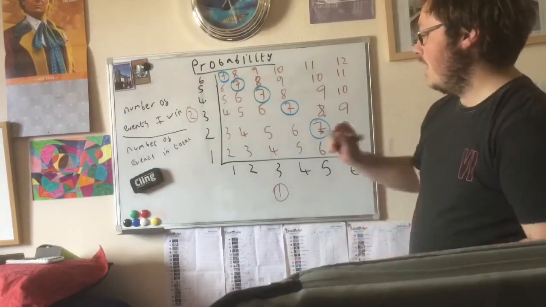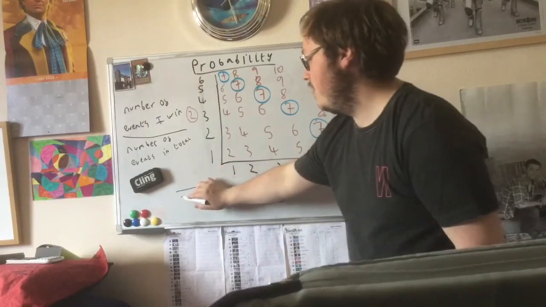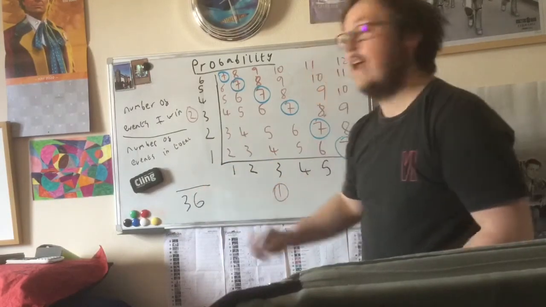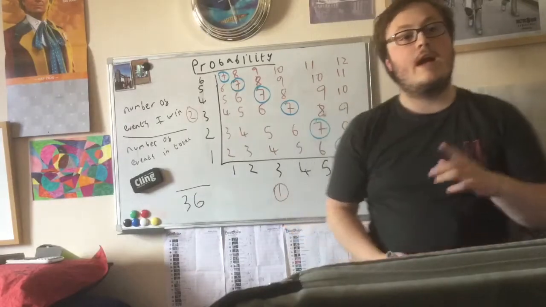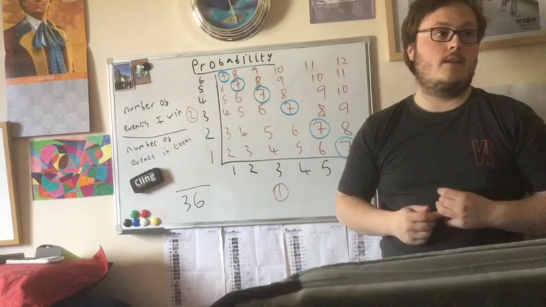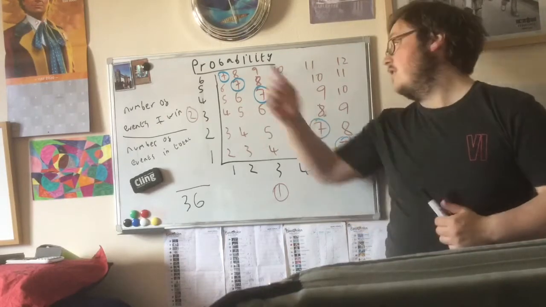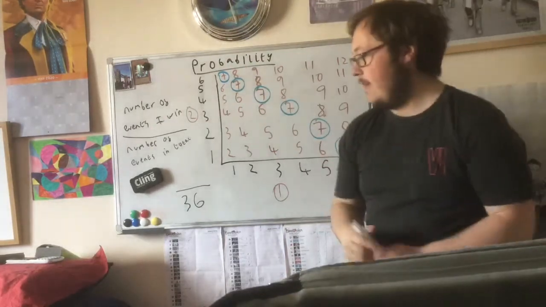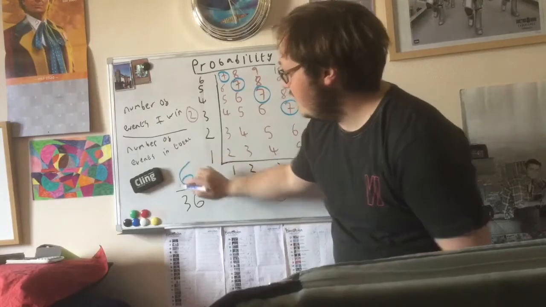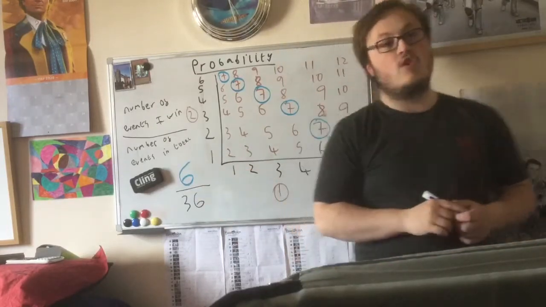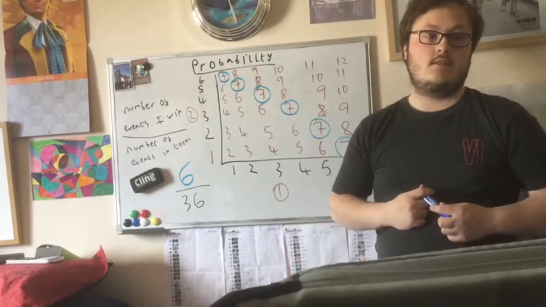So, out of 36 outcomes, how many of them do I win? I win if I rolled a 7. There's 6 7s on here, so the probability is 6 out of 36.